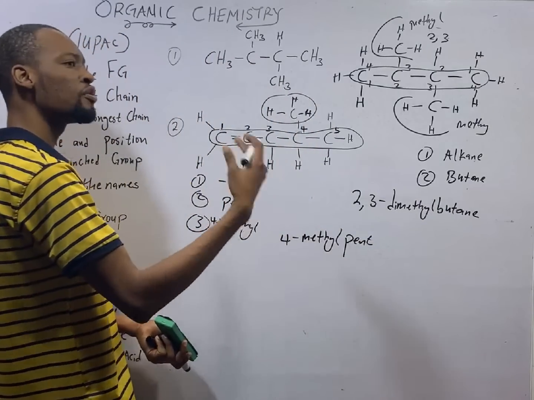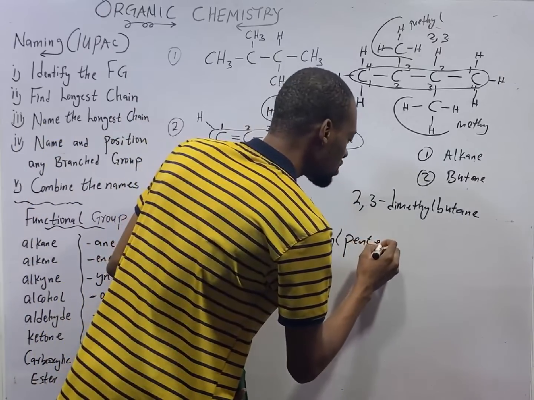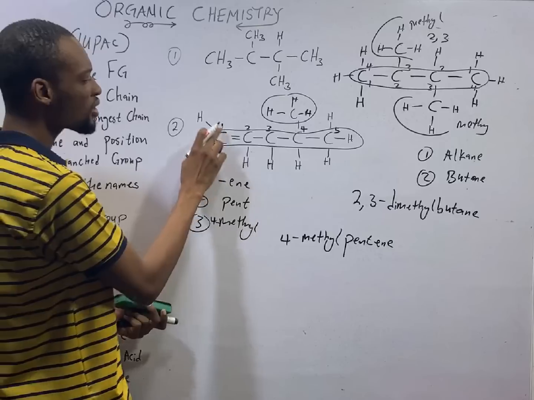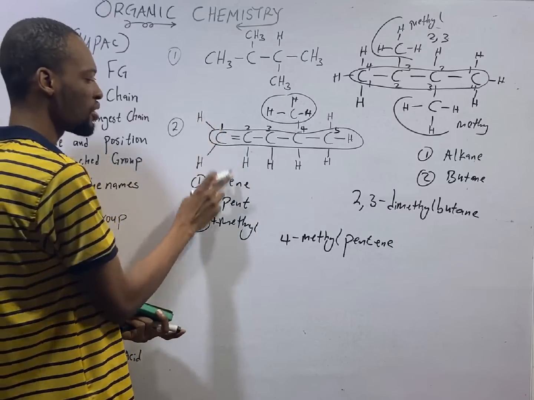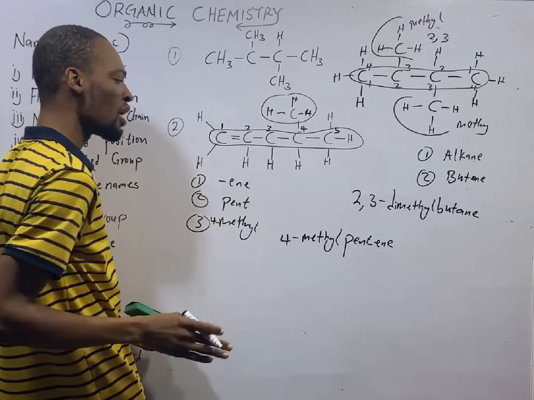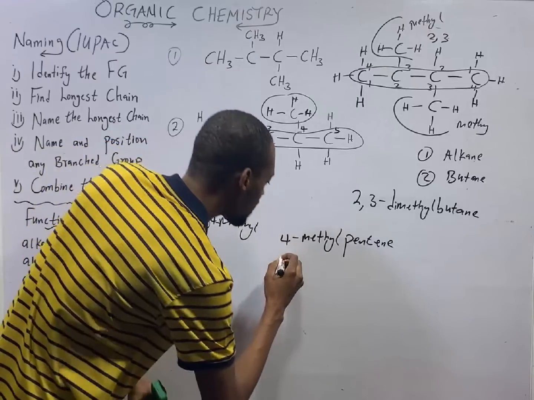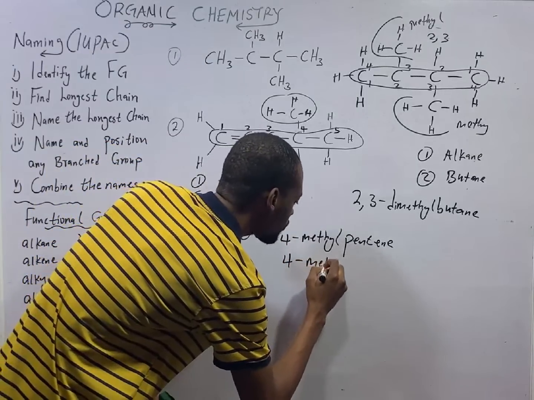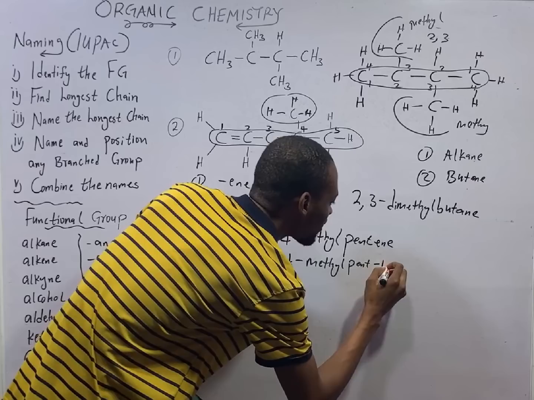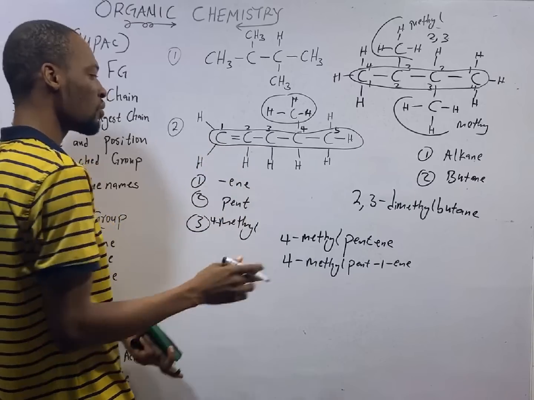Then the functional group should be the suffix, should come last, and that is ene. E, N, E. Not just ene. What position is the ene? It is on carbon 1. When it is on carbon 1, you can ignore the 1 or choose to add the 1 and say 4 methyl pent 1 ene, to show that the ene or the double bond is on carbon 1.